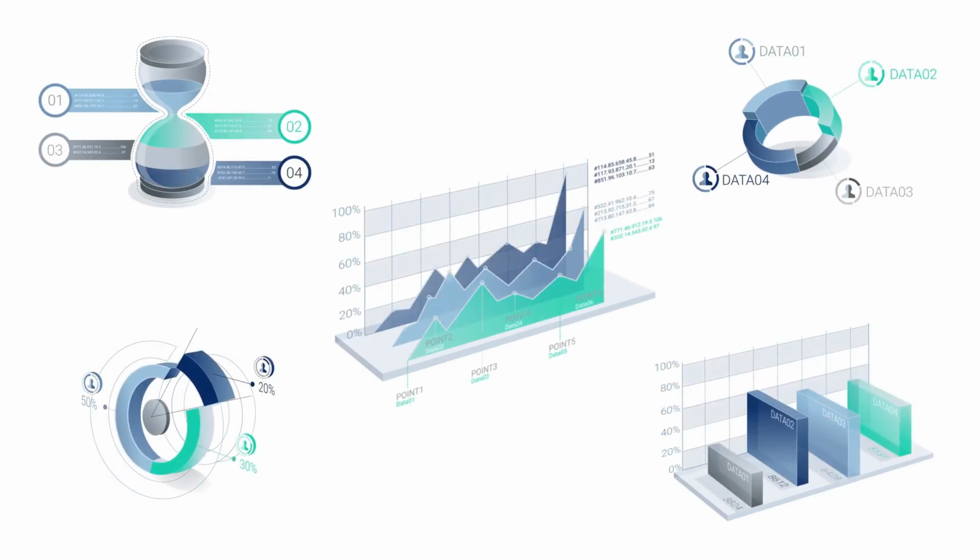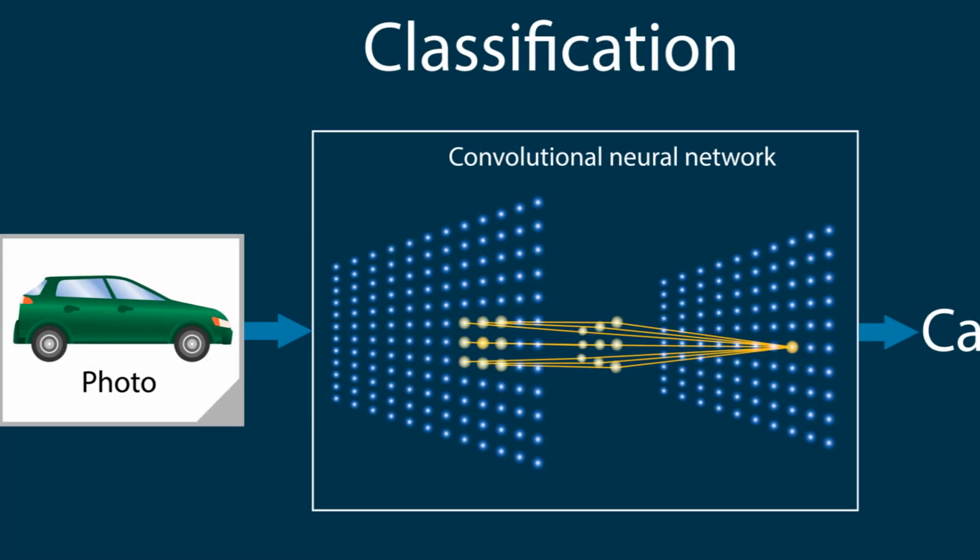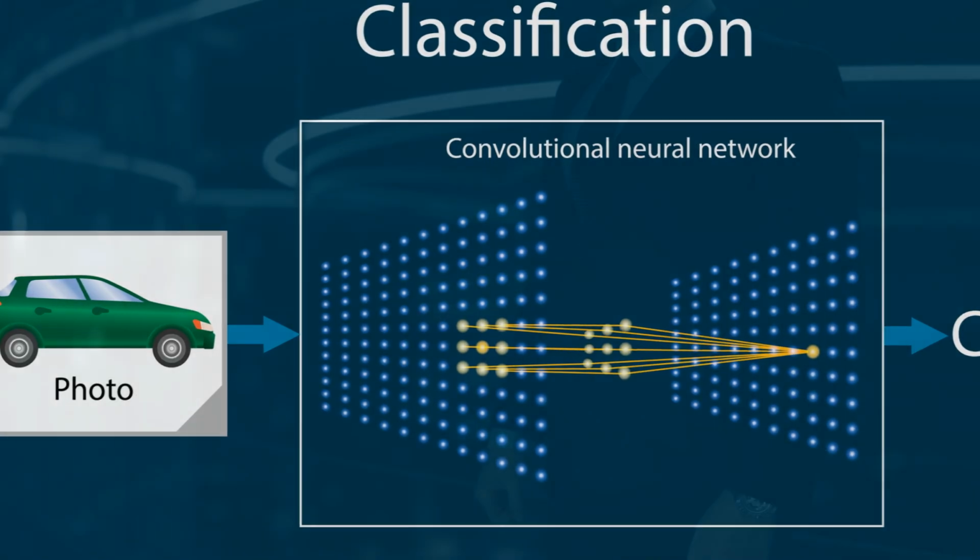Loss functions, guiding the network towards accuracy. Loss functions measure network performance. They guide the network to minimize errors. For classification, cross-entropy loss is preferred.